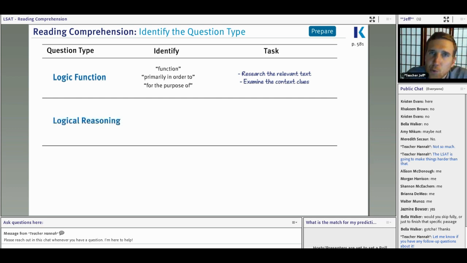You heard me mention that logical reasoning is the final type. Now, technically, any type of logical reasoning question could show up in the reading comp section, but usually it's going to be strengthen or weaken, and that's what supports and undermines refers to.